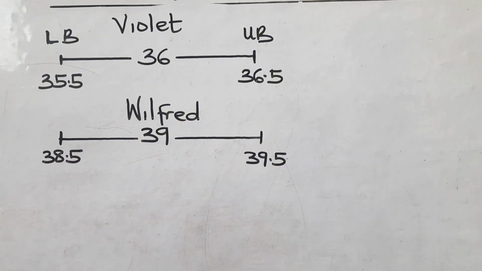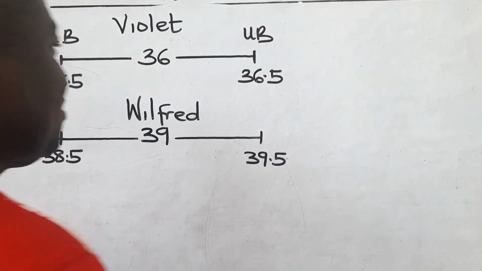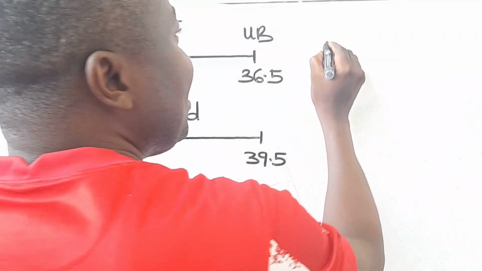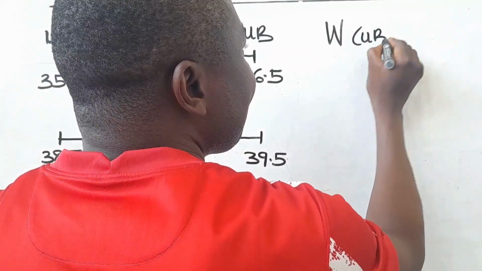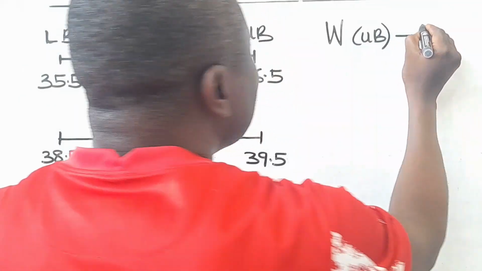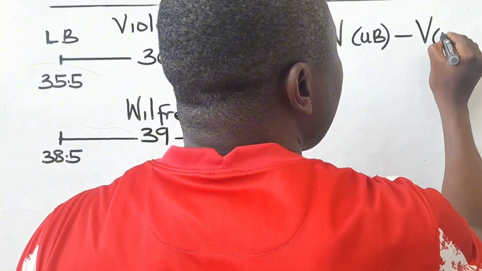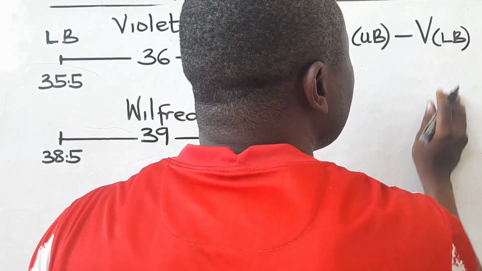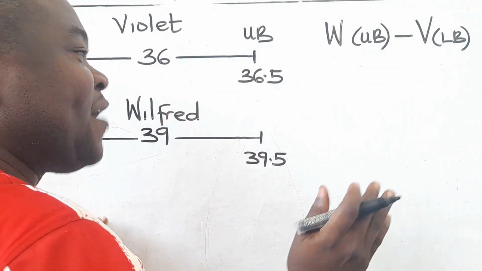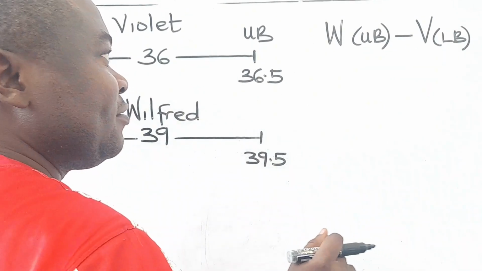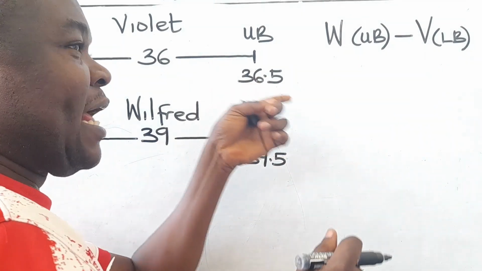We're asked to get the upper bound of the difference, meaning the largest difference. For us to get the largest difference, we'll take the upper bound for Wilfred minus the lower bound for Violet. Only then can you get a very large number. Else, you will not get the largest number.